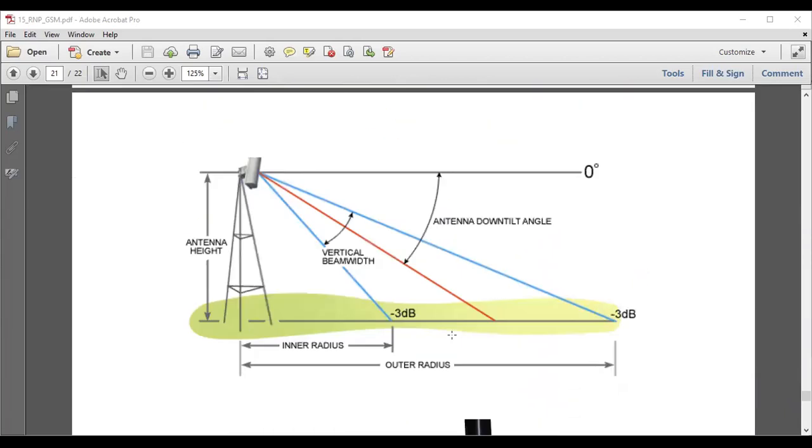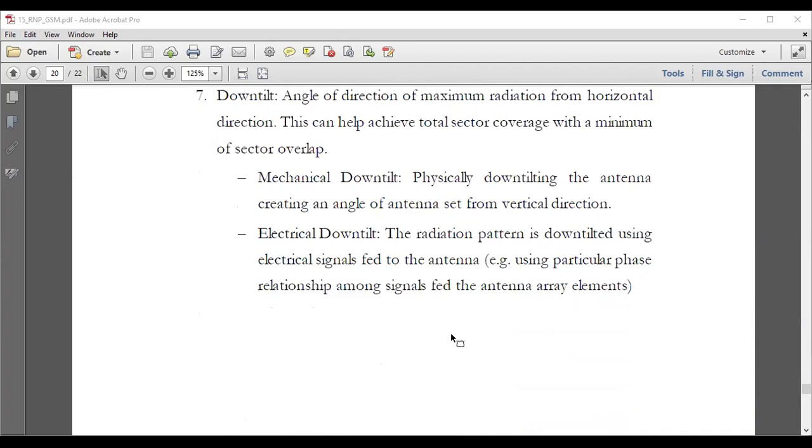Also, there can be electrical angles. In that case, you use some antenna arrays. The antenna array can have radiation in different directions depending on the phase difference among the antenna array elements. As you feed the signals into the different antenna elements, the phase difference among them dictates which way the antenna would radiate. So the antenna physically may be sitting vertically, but it will radiate to some other direction.